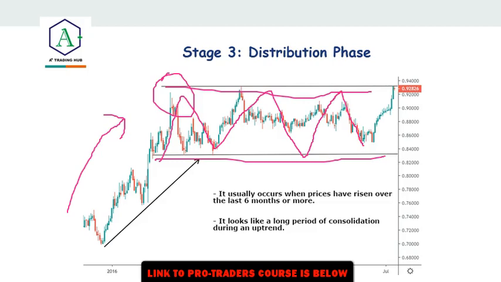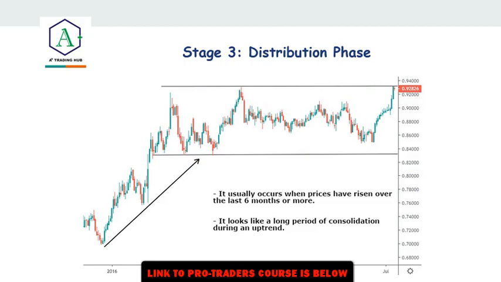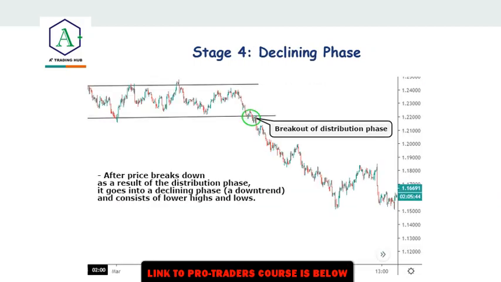When you see price moving like this at a resistance zone, just know that price has entered a distribution phase, and you look out for price breaking down to the downside. The distribution phase gives birth to the declining phase. That is what I need you to know. So here is the declining phase.